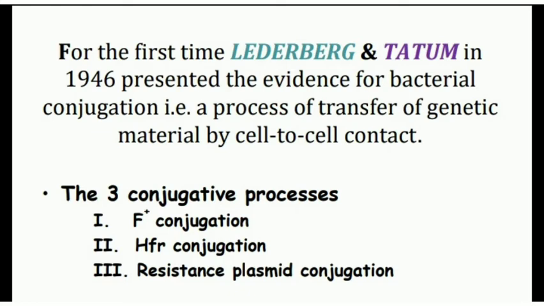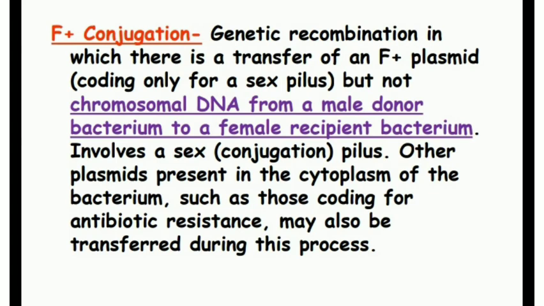The three conjugative processes are F plus conjugation, Hfr conjugation (high-frequency recombination), and R plasmid conjugation, that is, resistance plasmid conjugation. F plus conjugation is genetic recombination in which there is a transfer of an F plus plasmid but not chromosomal DNA from a male donor bacterium to a female recipient bacterium. It involves a sex pilus. Other plasmids present in the cytoplasm of the bacterium, such as those coding for antibiotic resistance, may also be transferred during this process.